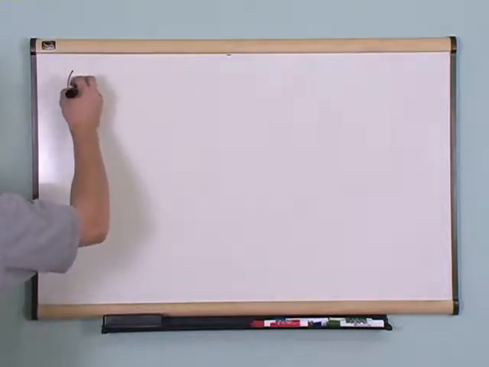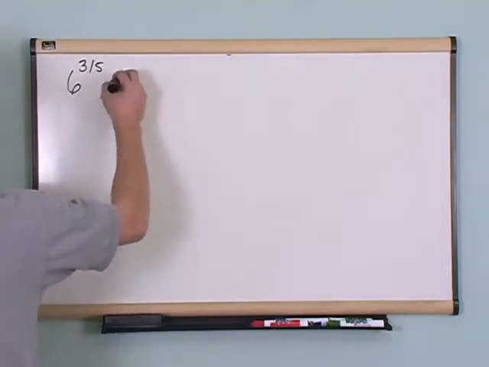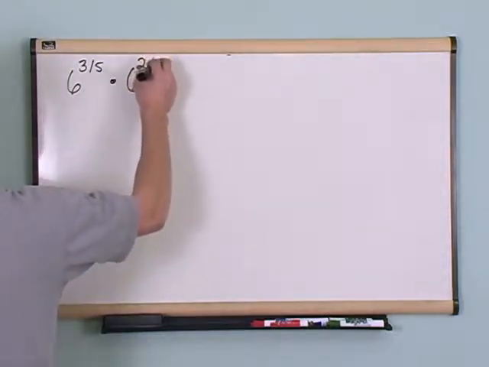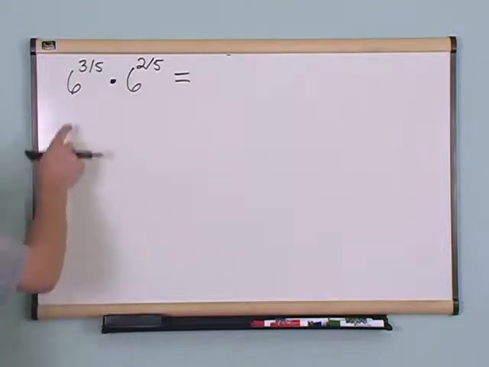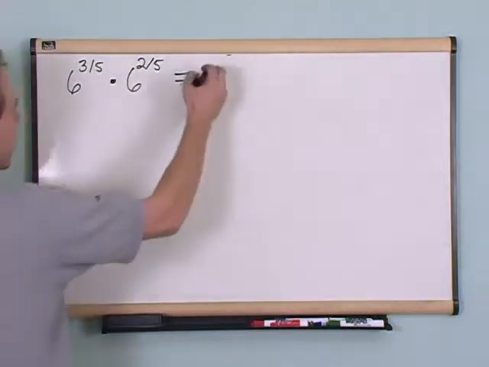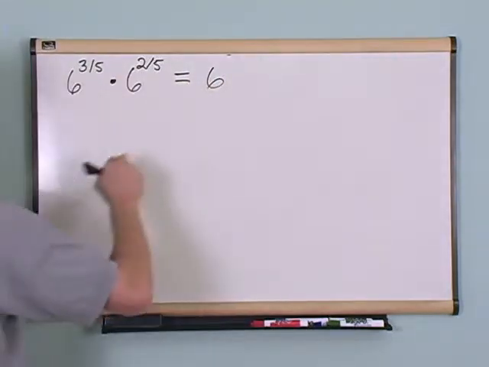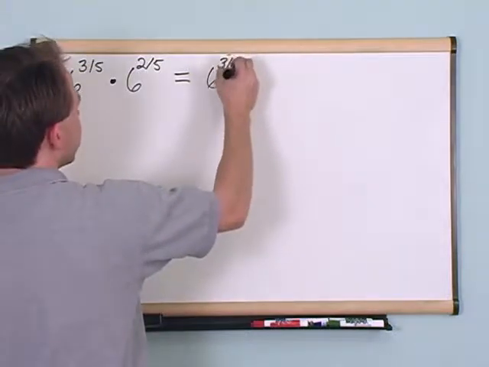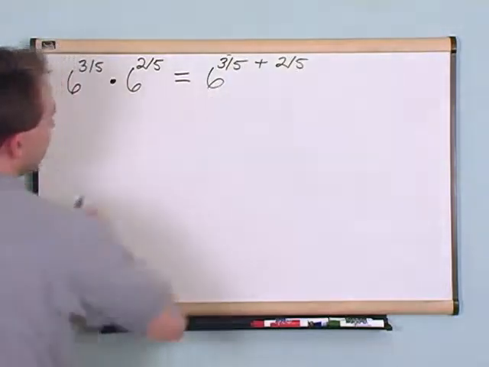Now, let's move into something a little bit different. What if we have 6 raised to the 3/5 power times 6 raised to the 2/5 power, and we want to figure out what this equals. Well, the first thing to remember is that anytime you have the same base and you're multiplying them together, what you do, if you remember back from earlier algebra, is you just add the exponents. So this is going to be 3/5 plus 2/5, and this is all in the exponent of 6.